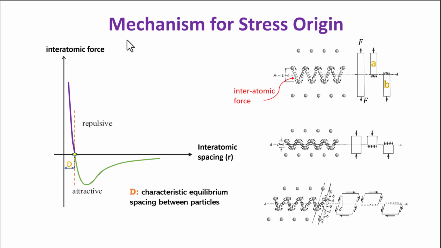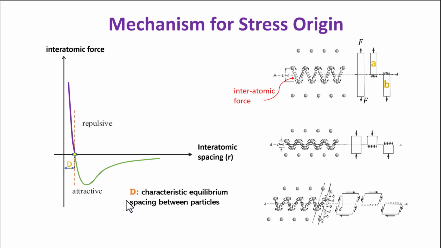The mechanism for stress origin is through electromagnetic interactions among material particles. On the atomic scale, the interatomic force is related to the spacing of interatomic particles. Vertical axis here, interatomic force. Horizontal axis, spacing between interatomic particles. And the interatomic force is something like this curve.